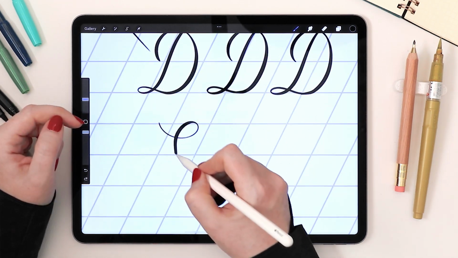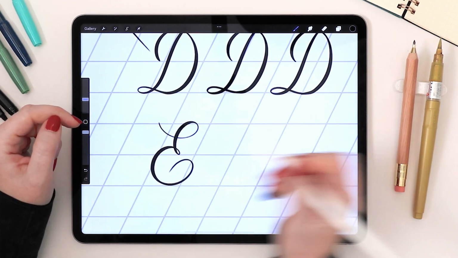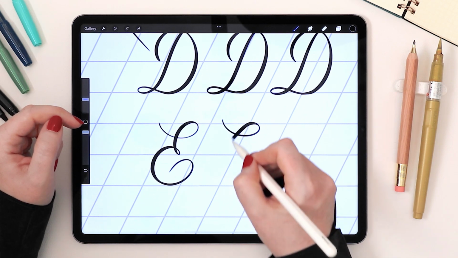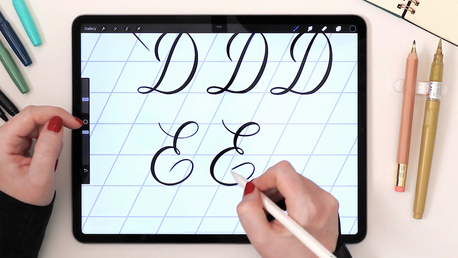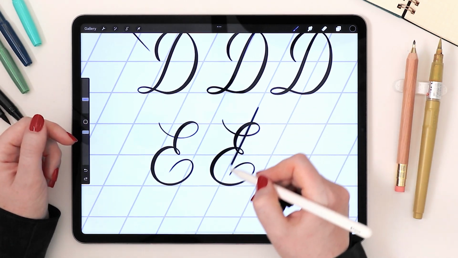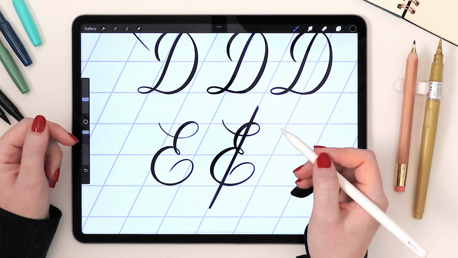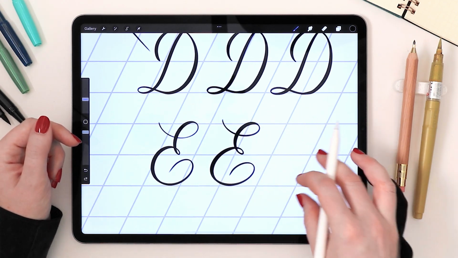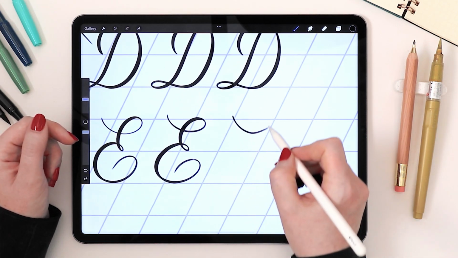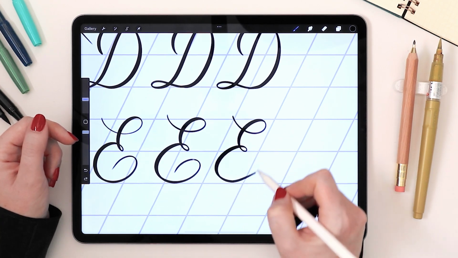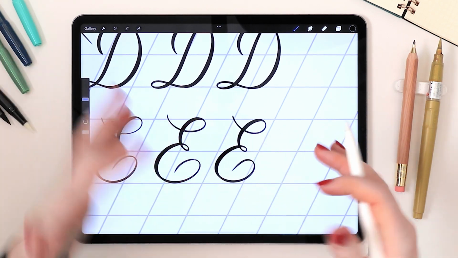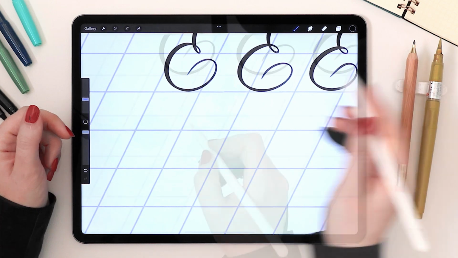E is another fun one with lots of loops. You may notice that these seem like they might be more italic than the lowercase. They're not, that's just an illusion, but because they have more flourishing to them, they can seem a little bit fancier and more slanted. The slants become more noticeable.